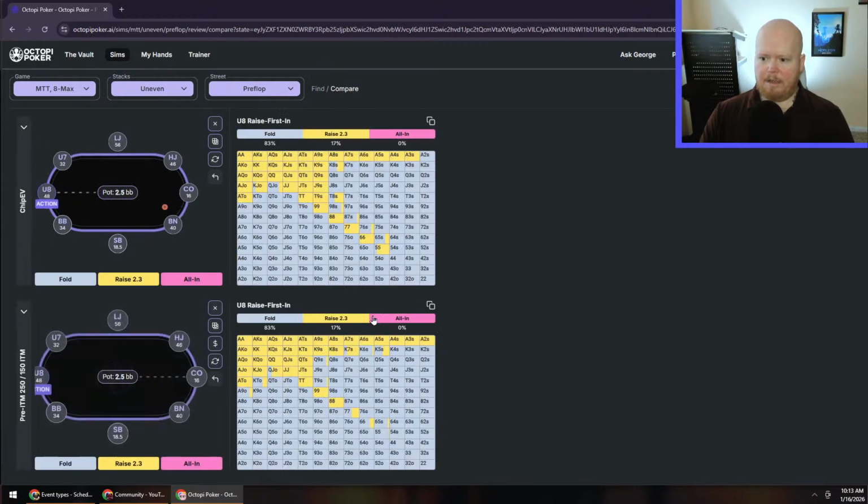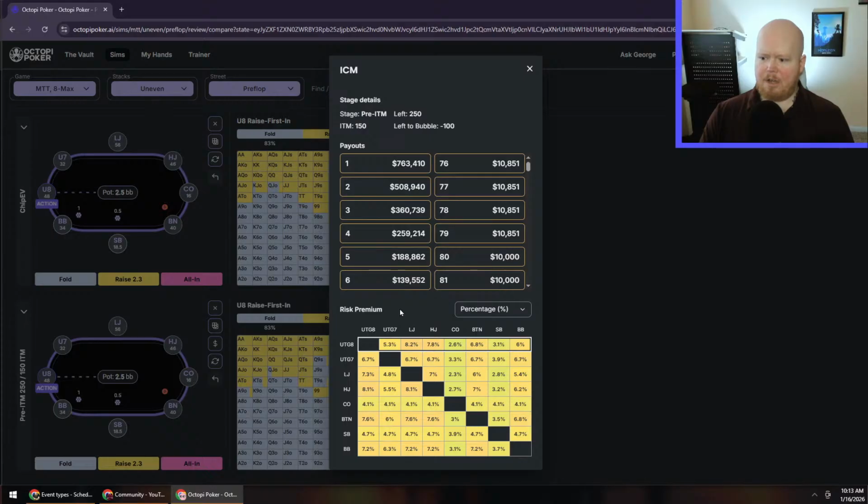So the risk premiums in the ICM version here, as you can see, are at a low to medium kind of level, right? This is with 25% of the field left. Now, if we were dealing with 50% of the field left, we'd probably see them go lower. We'd probably see them go down to 2-3% in a lot of cases, but there are quite a few premiums here that are in that 2 to 3% area.